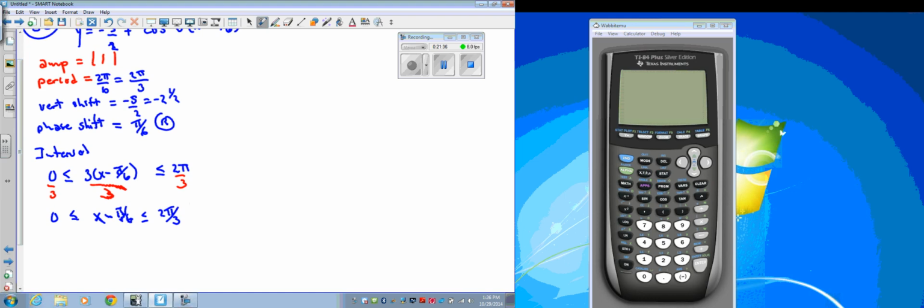Now I have to do what? Add the pi over 6. And this is going to be pi over 6 less than or equal to x. Now I get x by itself, which is what I want. But now I have to have a common denominator. So this is going to have to be 4 pi over 6 plus pi over 6 is 5 pi over 6, right?